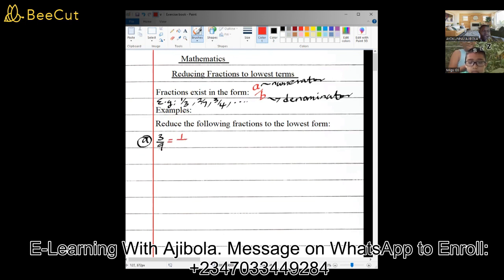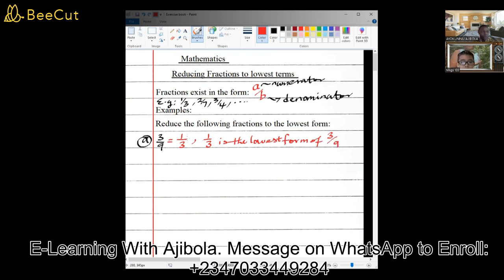So if you divide 3 by 3, you have 1. And if you divide 9 by the same 3, you have 3. So we can say 1 over 3 is the lowest form of 3 over 9. That means we cannot further divide it. So it's the lowest form of 3 over 9. Is that clear?